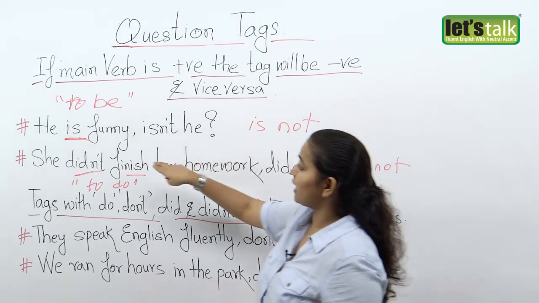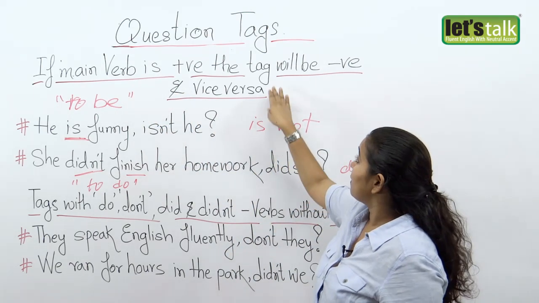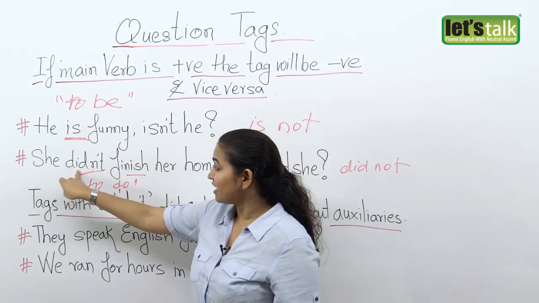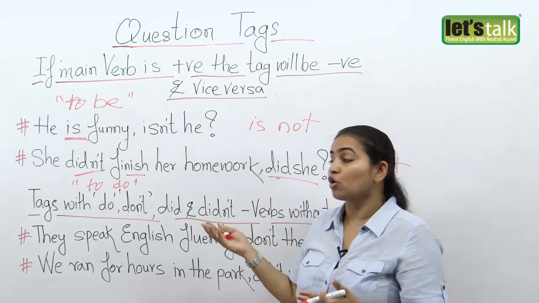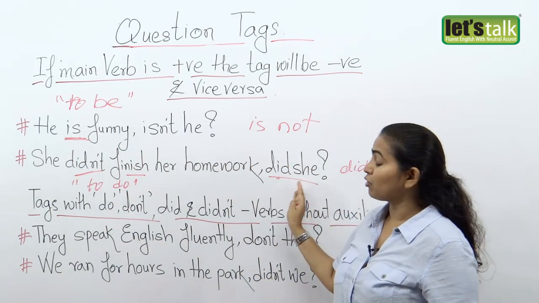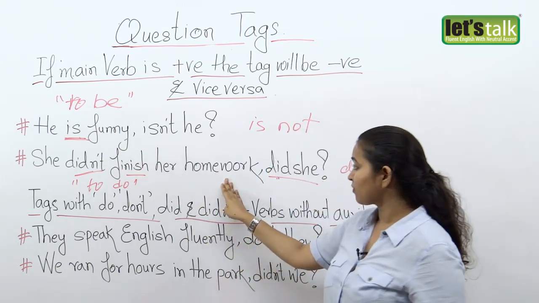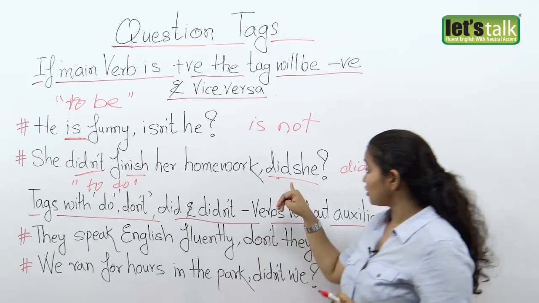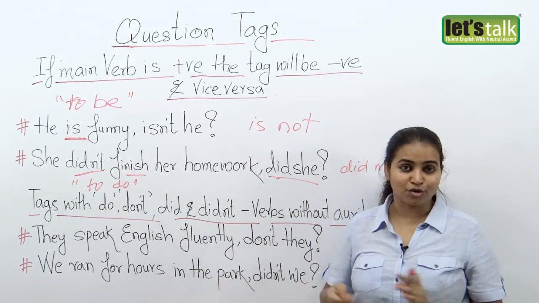but the rule states that if the main verb is negative, then my tag will be positive, and vice versa, which means the "did not" gets converted into a "did," which is the positive of "did not," and then I add the pronoun after the positive form of the verb. So I say "she didn't finish her homework," and then I take a quick look at the main verb, and I see that okay, this is negative, and I make it positive, and then I put the pronoun at the end of it with the question, of course.